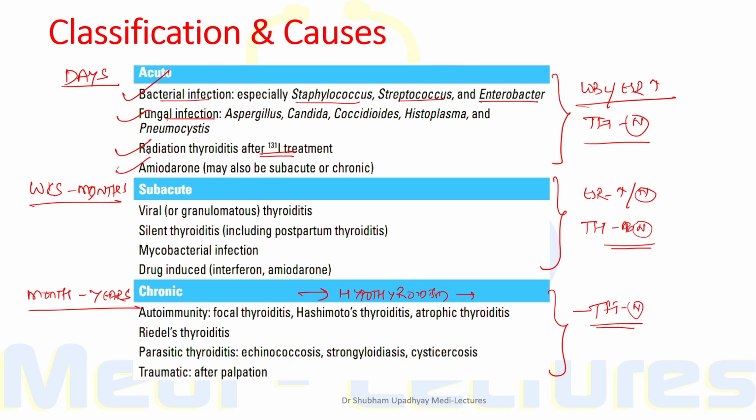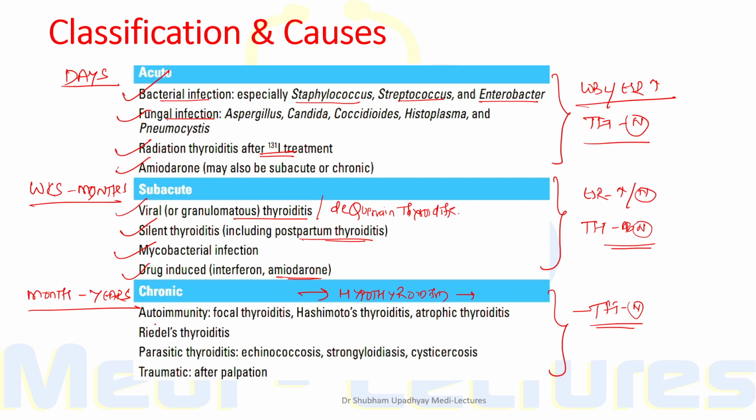Finally, amiodarone can lead to acute, subacute as well as chronic thyroiditis, which we will discuss in detail in some other lecture. Now, subacute thyroiditis can be due to viral infection. It is also known as granulomatous thyroiditis. We will discuss that this is also known as de Quervain thyroiditis. Then subacute thyroiditis also has silent thyroiditis, which has painless goiter, and also includes postpartum thyroiditis. Then mycobacterial infection, and again drugs like amiodarone can lead to subacute thyroiditis.